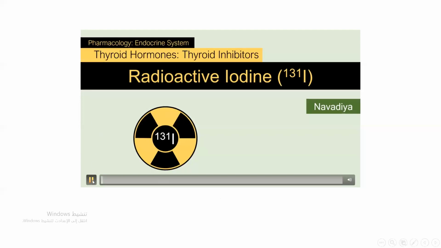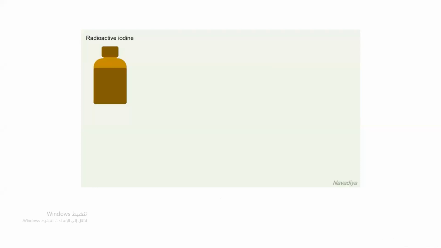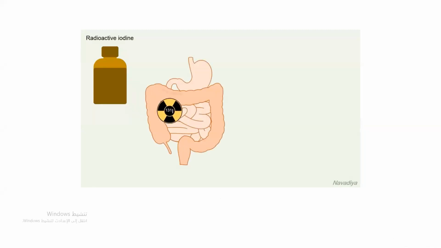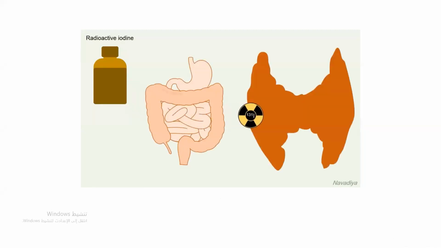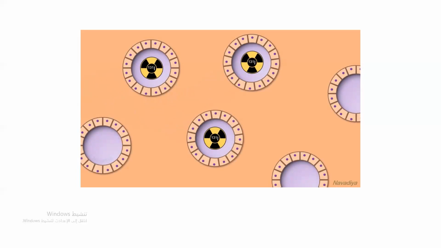Hey guys, welcome to Endocrine Pharmacology. We are studying thyroid inhibitors, and in this video we will see radioactive iodine, or iodine 131. So let's start. It is commonly available as a solution which is given orally. After absorption, it goes to the thyroid gland. The radioactive iodine accumulates in the thyroid follicle the same as the stable isotope does.